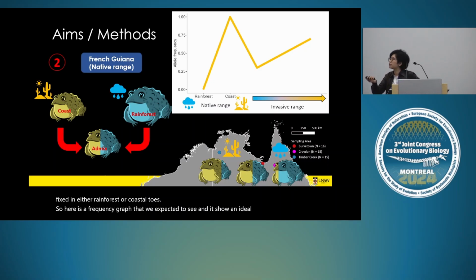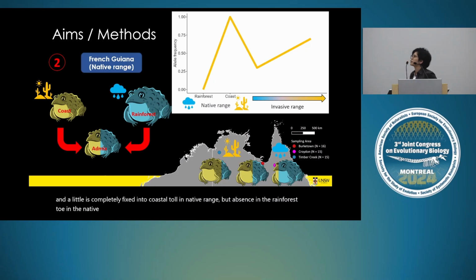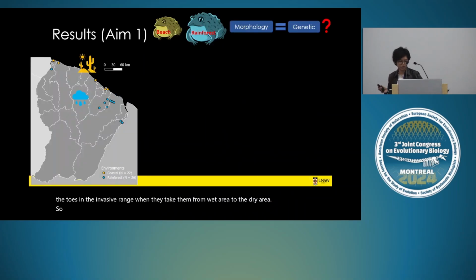So here is a frequency graph that we expected to see, and it shows an ideal situation where an allele is completely fixed in the coastal toads in the native range, but absent in the rainforest toads in the native range. And you can see an increasing frequency when you look at the toads in the invasive range when they're taken from the wet area to the dry area. So let's look at some results.